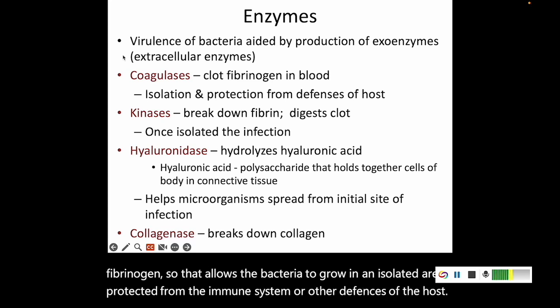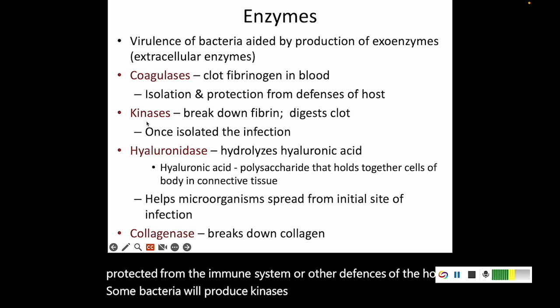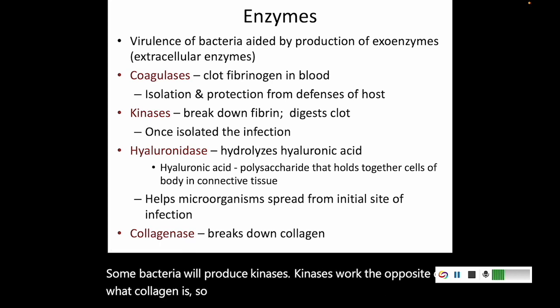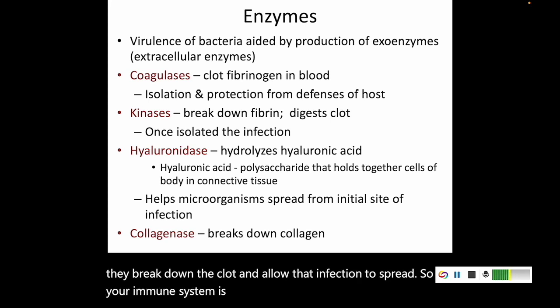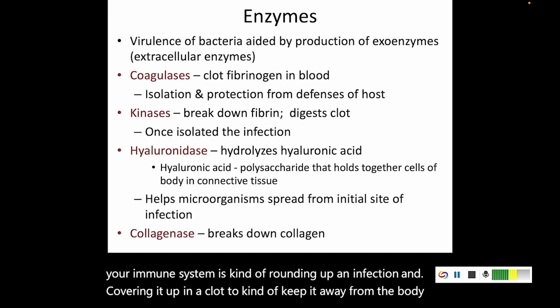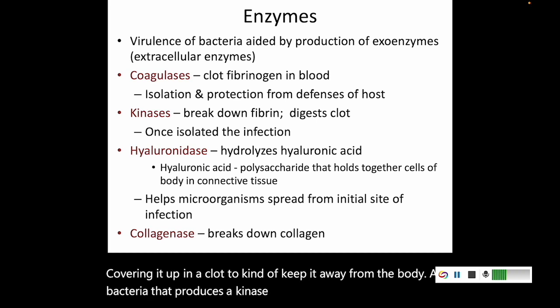Some bacteria will produce kinases. Kinases work the opposite of coagulases, so rather than hiding themselves within a clot, they break down the clot and allow that infection to spread. So if your immune system is kind of rounding up an infection and covering it up in a clot to keep it away from the body, a bacteria that produces a kinase would be able to spread.